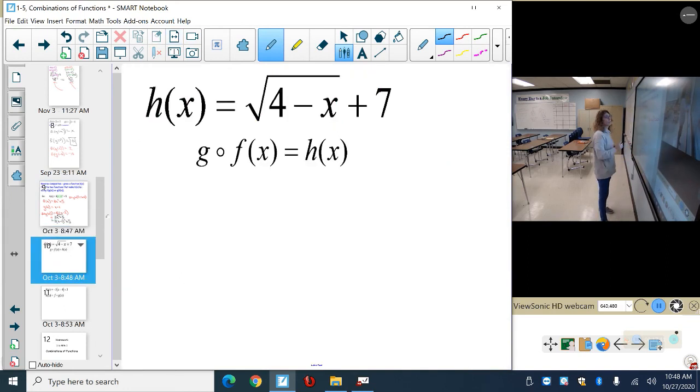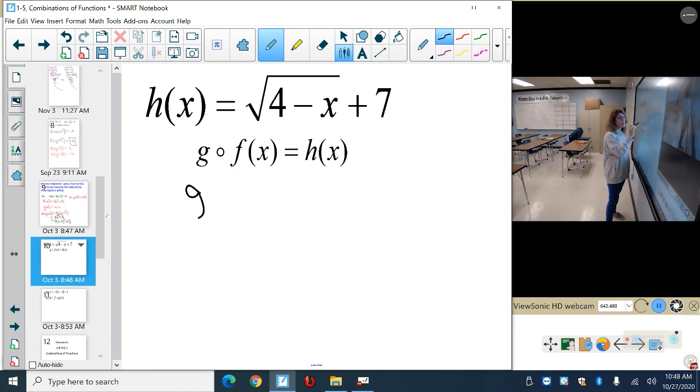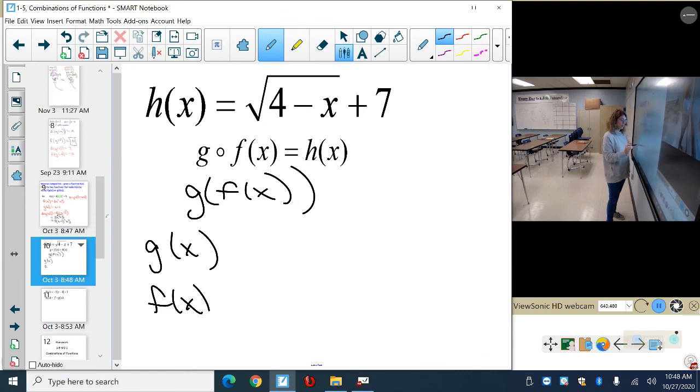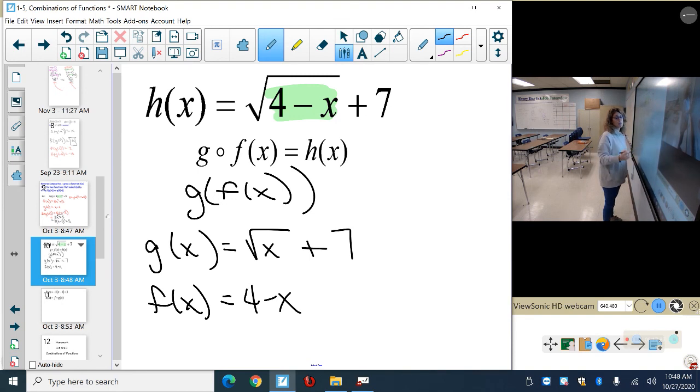So let's do it again. I want to prove that g of f of x. So that means g of f of x. F of x is the inside function. So what's the inside function? The inside function is 4 minus x. So the inside function is f, so that's 4 minus x. So that means the outside function is going to be the square root of x plus 7.